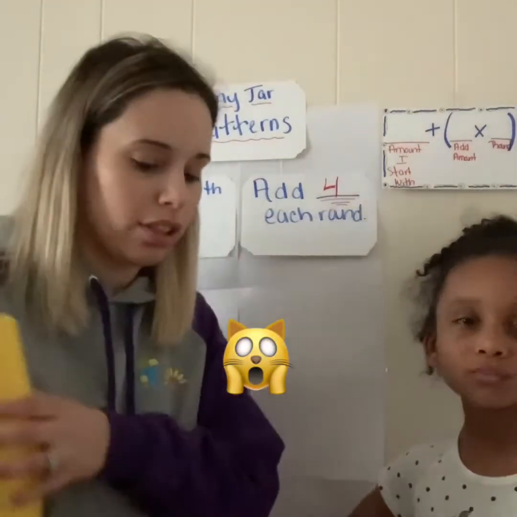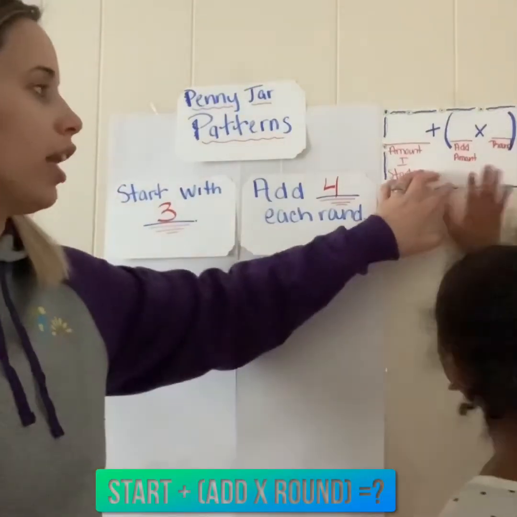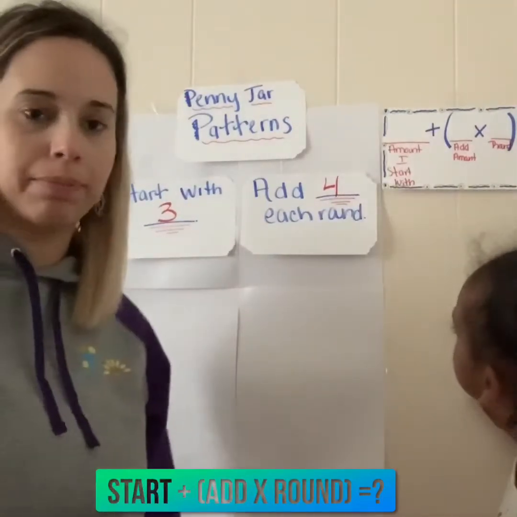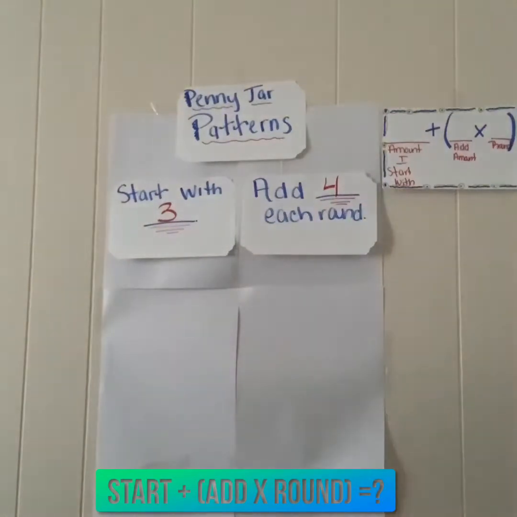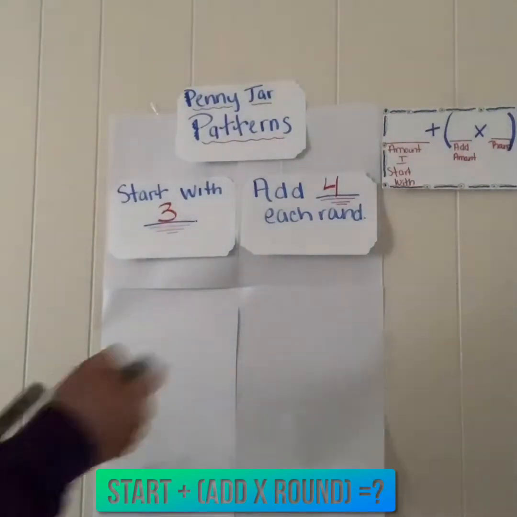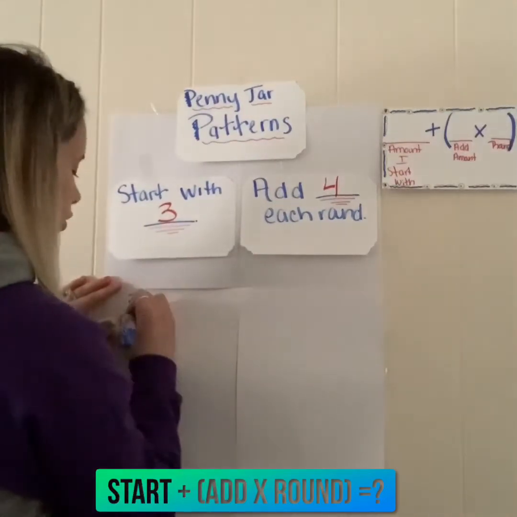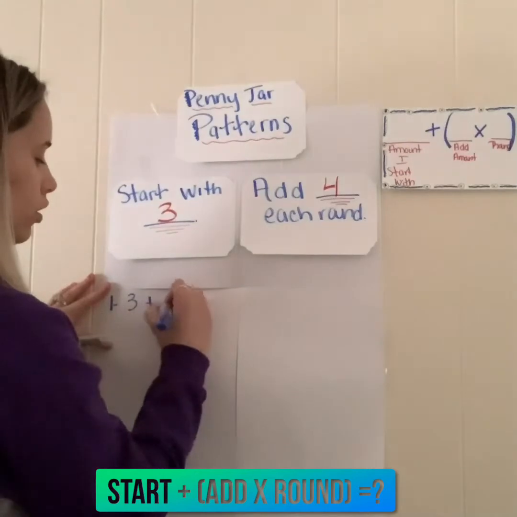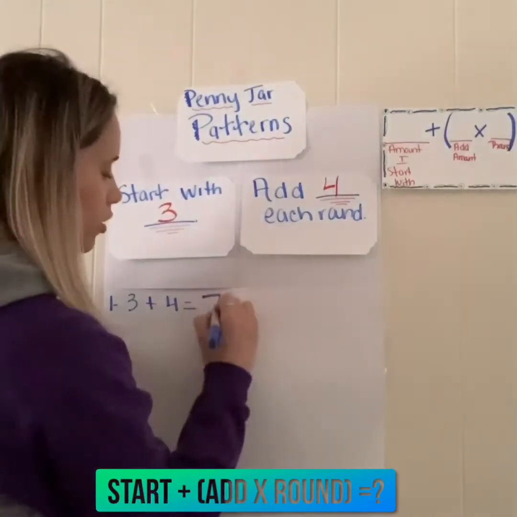And we're going to use a little trick. We have this fantastic equation here that will allow us to get there quicker. Before we use that, we're going to go step by step. Okay, so we started with 3, and then we're going to add 4. That gives us 7.